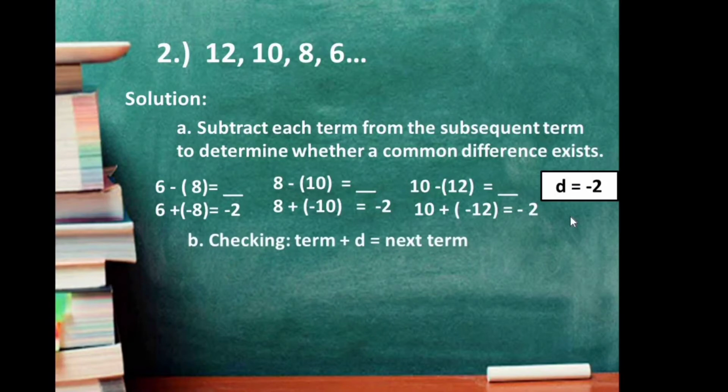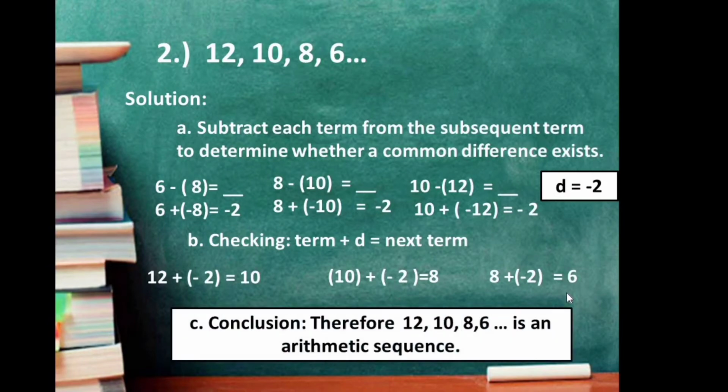Checking: term plus d equals the next term. So we have now 12 plus negative 2, the answer is positive 10. Then we have 10 plus negative 2, the answer is positive 8. Then we have 8 plus negative 2, the answer is positive 6. So the conclusion we can make: therefore, 12, 10, 8, 6 is an arithmetic sequence.